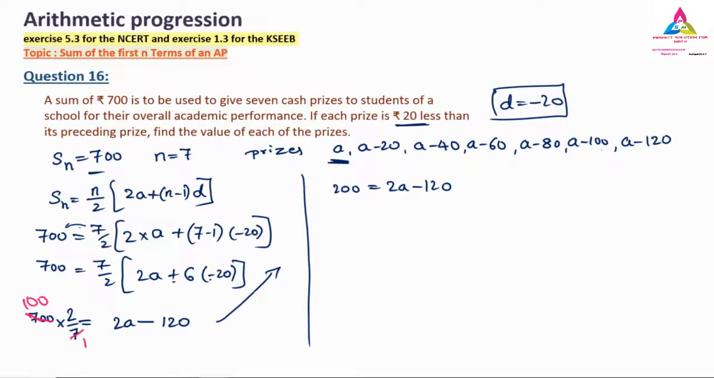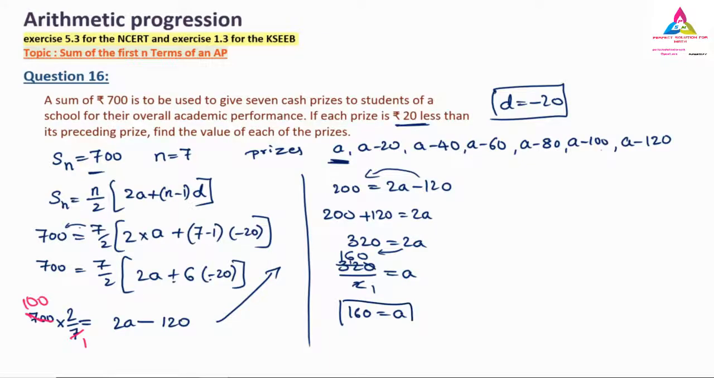So minus 120, when you shift it, what will happen on the other side? It will become plus 120. That is equal to 2a. So 200 plus 120 is nothing but 320. That is equal to 2a. So a as it is, 320 as it is. This 2 will go to the denominator, divide by 2. So 2 ones are 2, 1 is left, 12, 2 sixes are 12, then we have 0. So 160 will become the a value.